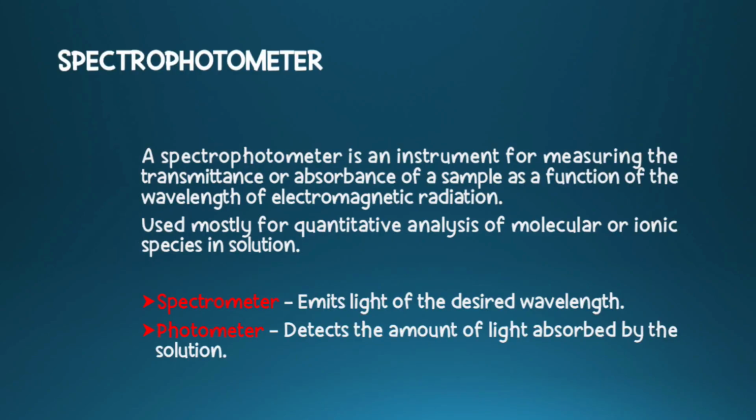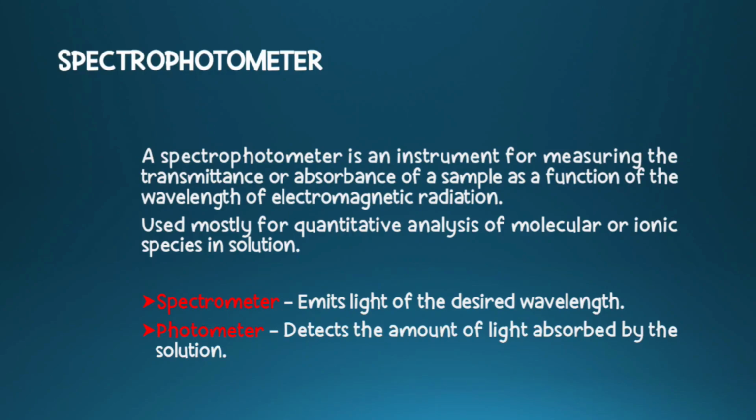The introduction of UV visible spectrophotometer. The spectrophotometer is an instrument for measuring the transmittance or absorbance of a sample as a function of the wavelength of electromagnetic radiation. The spectrophotometer technique is mostly used for quantitative analysis of molecules or ionic species in solution.